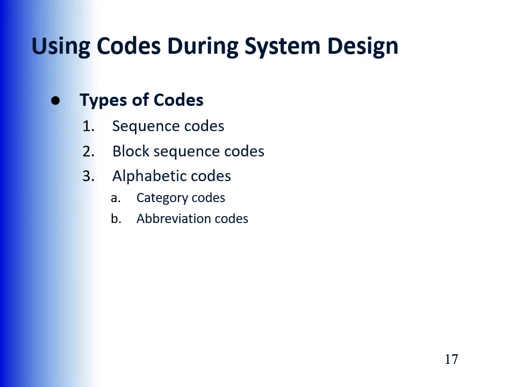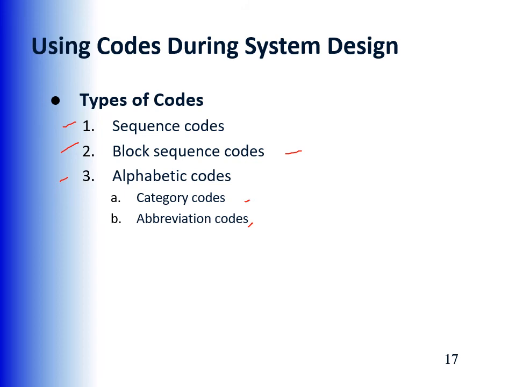These are the types of codes. We have sequence codes, block sequence codes, and alphabetic codes, which consist of category codes and abbreviation codes. Sequence codes are numbers or letters assigned in a specific order, for example, a student matric number. Block sequence codes are blocks of numbers for different classifications, for example, codes of courses such as ITS 332, ISP 640.